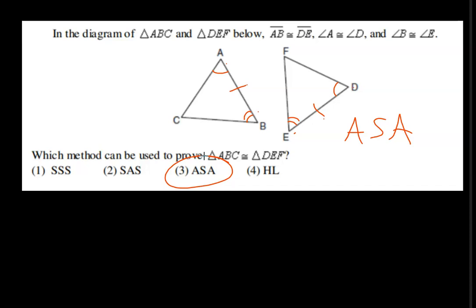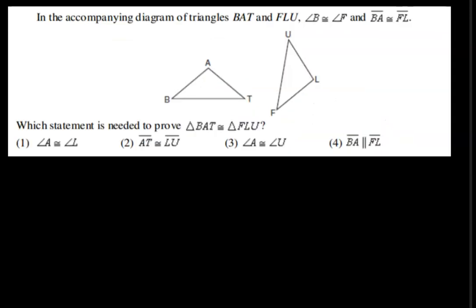And if you don't have a picture you can write on, because you're doing it on the screen, you should draw the picture on your page. Let's do one more of those. In the diagram of these triangles, triangle BAT and triangle FLU, let's say angle B is congruent to angle F. So let's draw that right away. Angle B is congruent to angle F. Then it said BA is congruent to FL. Here's BA. Here is FL. And that's all they gave us.